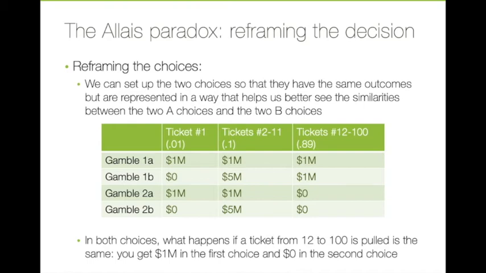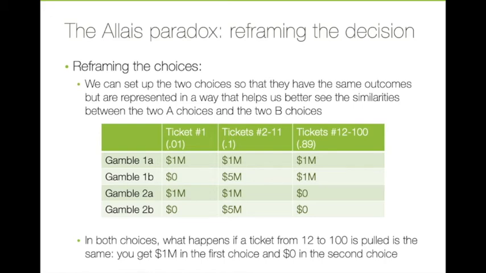The benefit of setting this problem up in terms of tickets is that it allows us to represent all four gambles in a single decision matrix where we have three states. There's a ticket 1 state, there's the state where you draw a ticket between 2 and 11, and a state where you draw a ticket between 12 and 100. Why are they laid out this way? We can see why if we focus on gamble 1B. That's the one that gives us our three states, the three groupings of tickets.